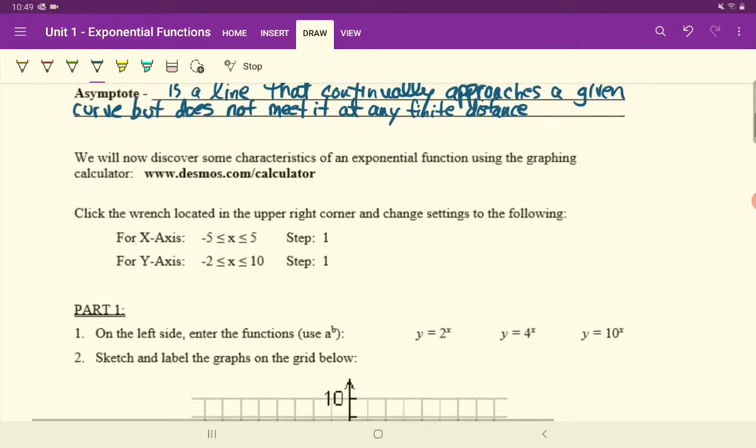Okay, so by the way, when you're in Desmos, make sure that you do the following. Notice I put here in the wrench located in the upper right corner, change the settings to the following. So for the x, let's take a look at what that looks like.